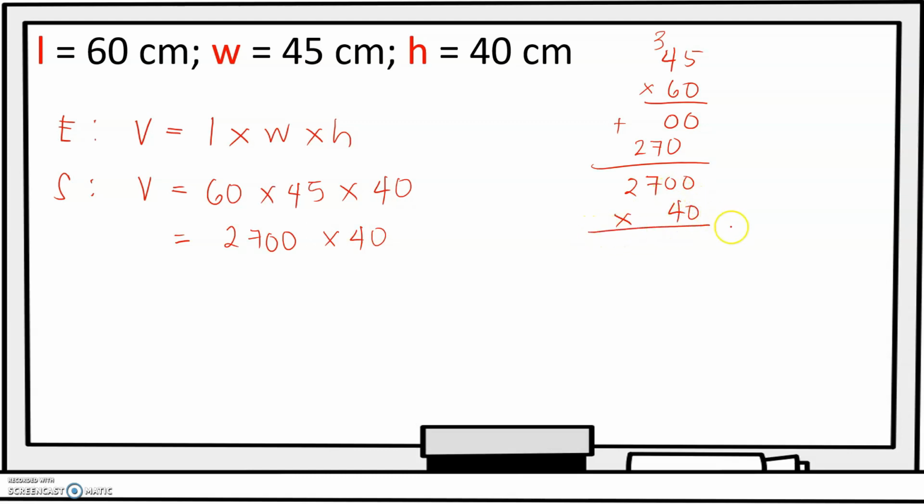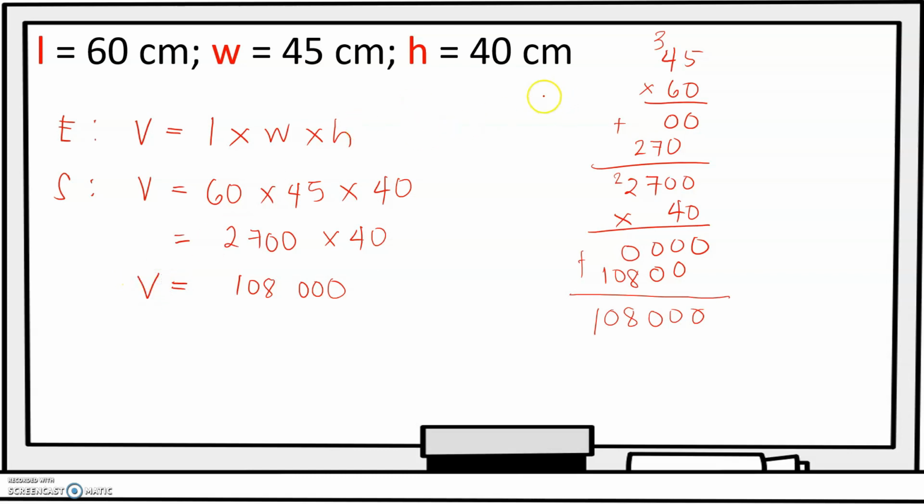Again, 0 multiplied to any number is equal to 0. So this will be zeros. Then 4 times 0 is 0. 4 times 0 is another 0. 4 times 7 is 28. 4 times 2 is 8 plus 2, that's 10. Then we add the partial products, 0, 0, 0, 8, 0, 1. Therefore, we will have 2,700 times 40 is 108,000.